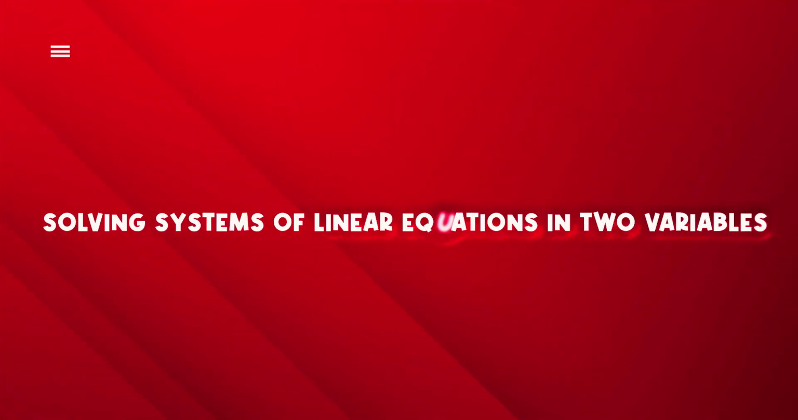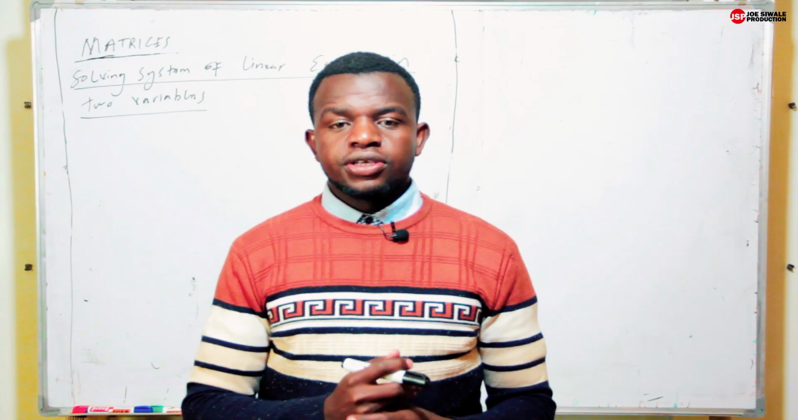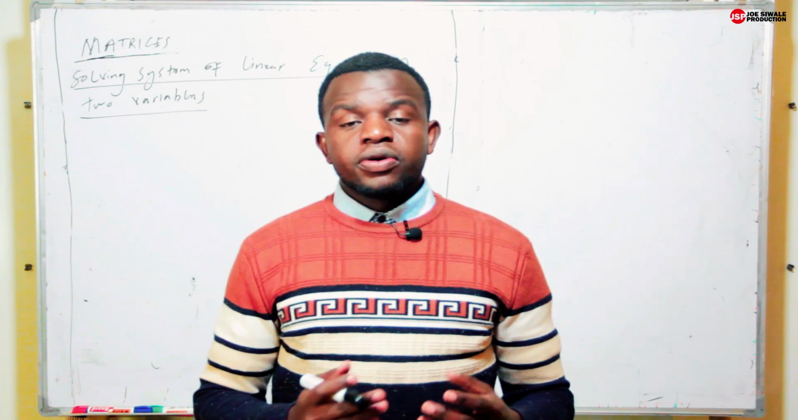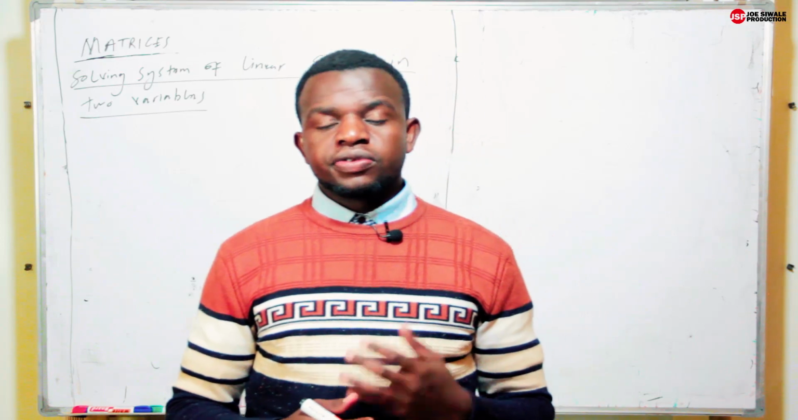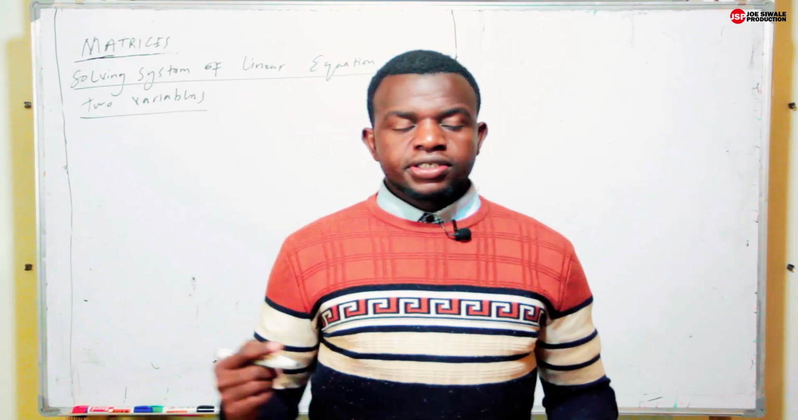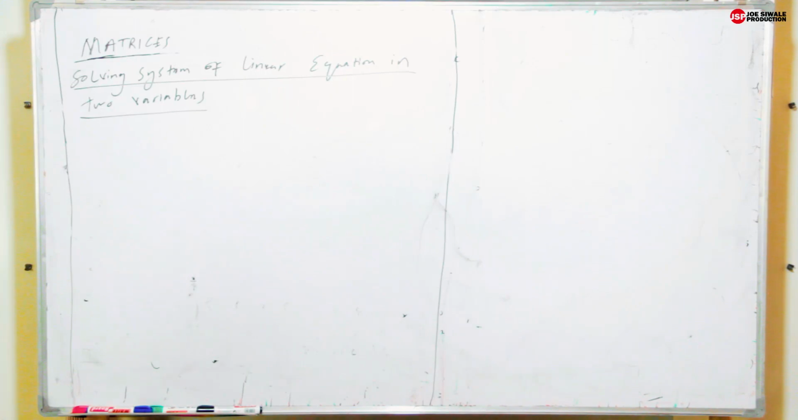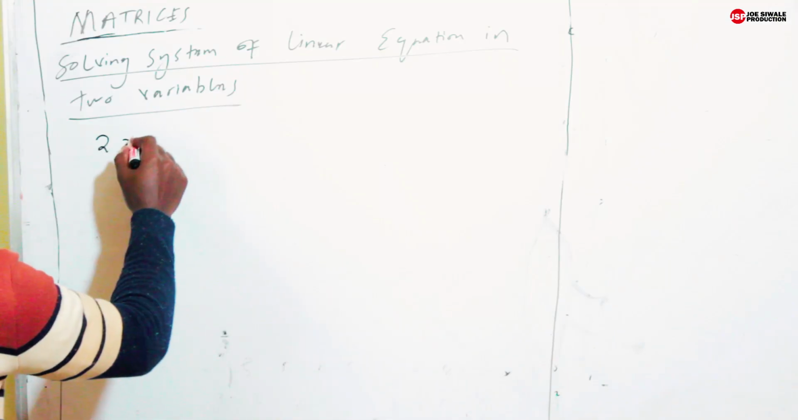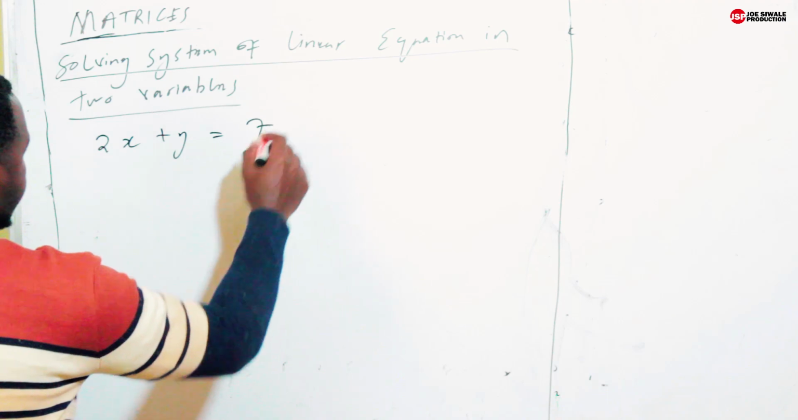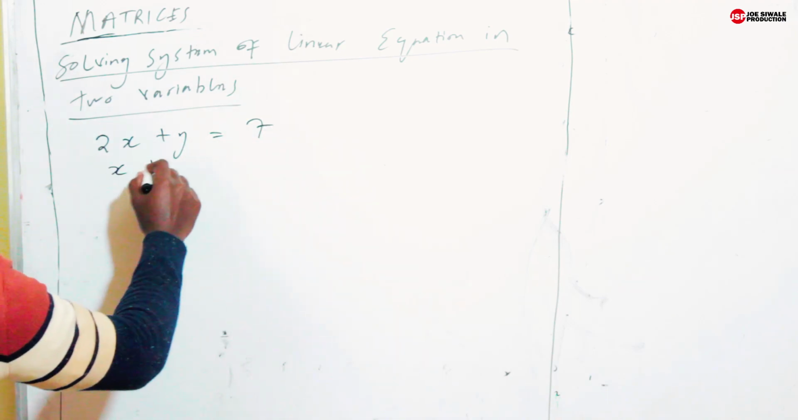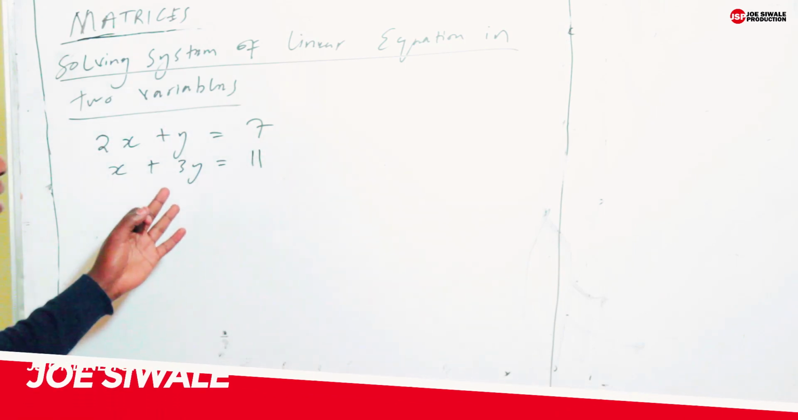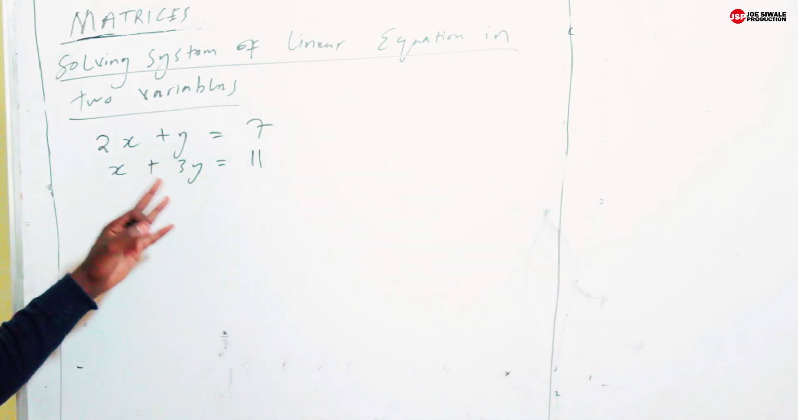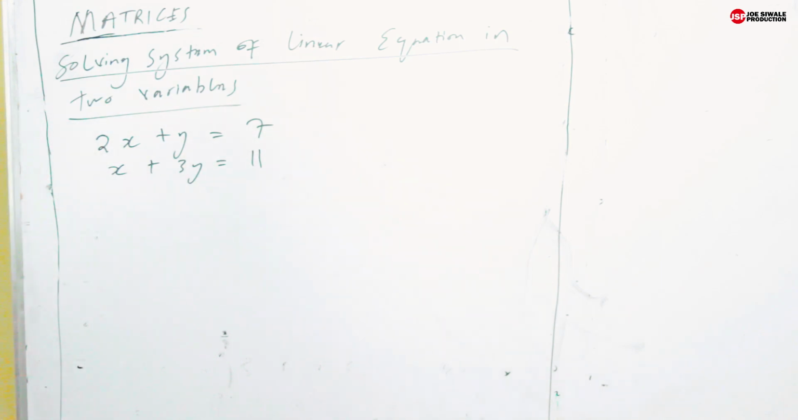So let us now look at solving system of linear equations in two variables using the matrix form. And we're going to use this example on how we can calculate a linear equation with two variables using the matrix form. So let us consider that we have this question. We have 2x plus y is equal to 7. Then we also have x plus 3y is equal to 11. And they have been told, can you find the values of x and y using the matrix form?